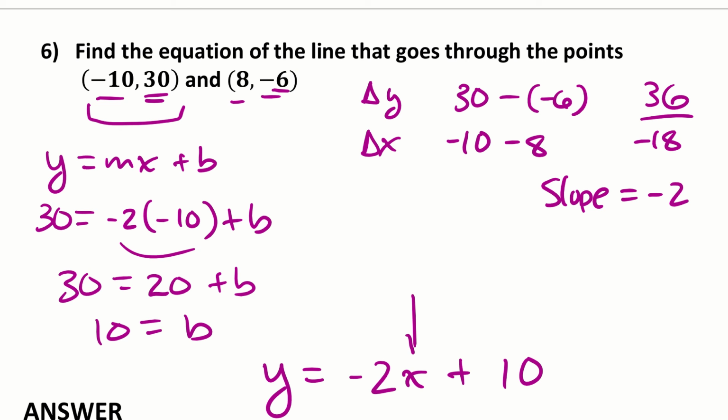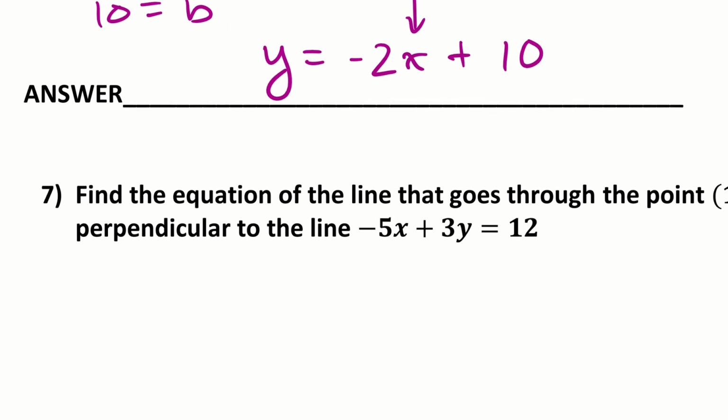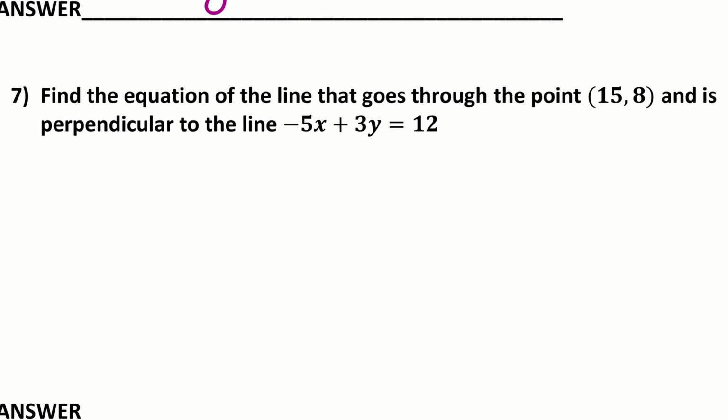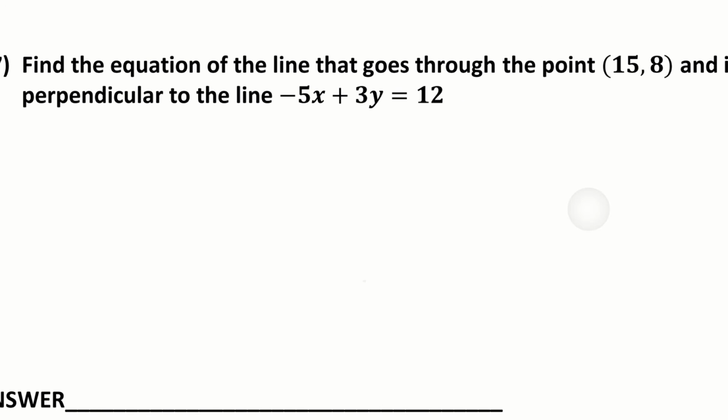It is very, very straightforward to check this. When I plug the number -10 in there, I get -2 times -10 is positive 20, and then 20 plus 10 is 30. And if I plug 8 in there, I get -2 times 8 is -16, and -16 plus 10 is indeed -6. So both of those check quite nicely. Next question says find the equation of the line that goes through this point and is perpendicular to this line. So this was also something that we saw in Delta Math recently.